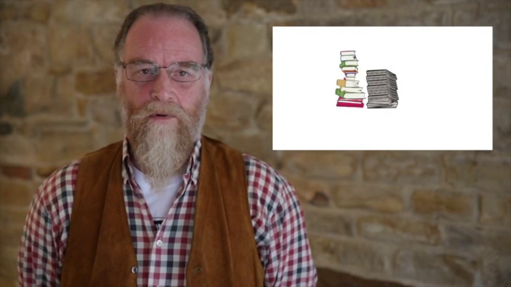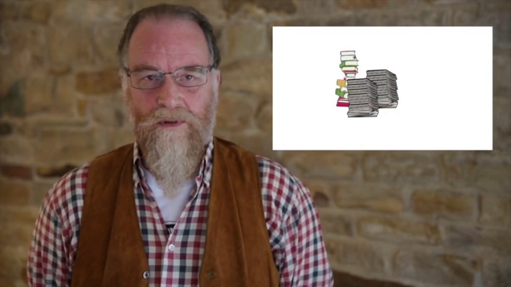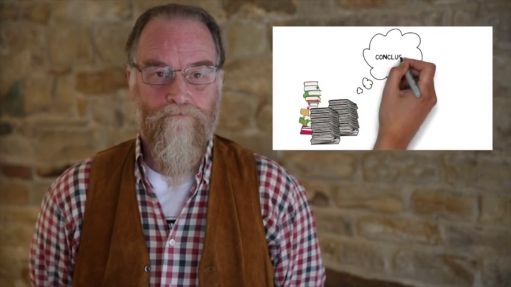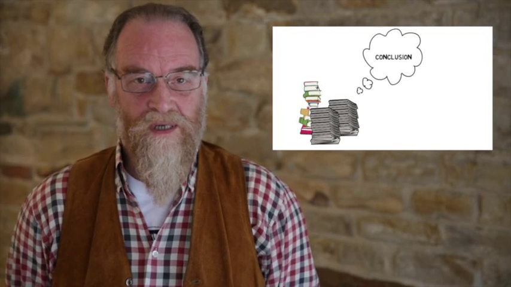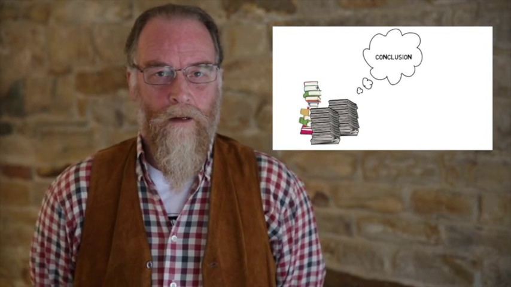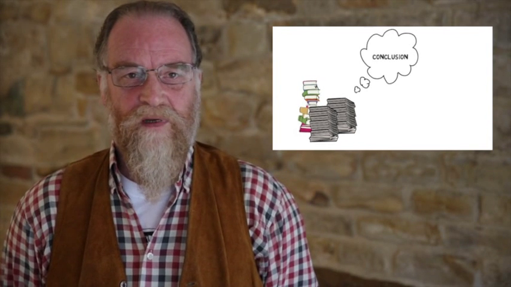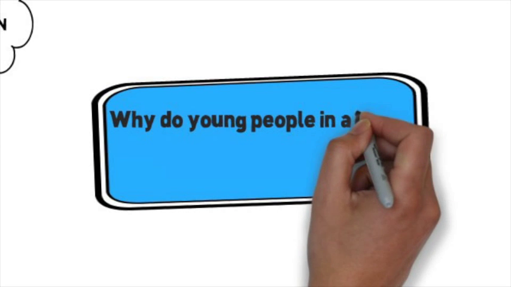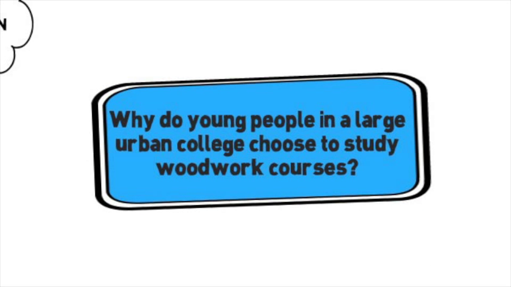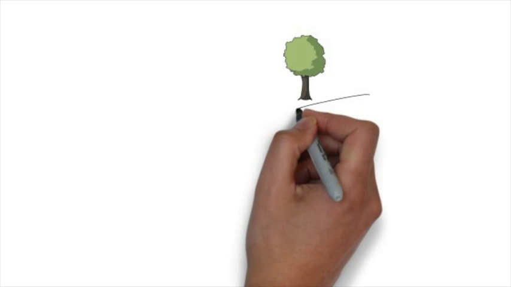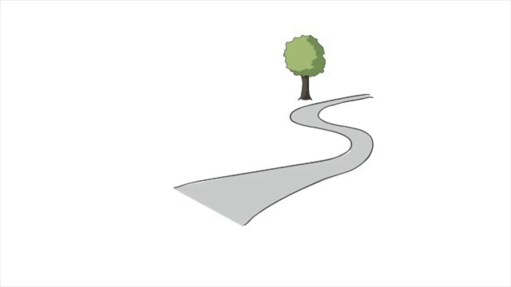It specifies a single college and a relatively narrow range of courses, so it may be doable to collect enough data from which to infer meaningful conclusions. But that would depend on the size of the college and the range of construction courses. Perhaps you will need to be more specific still. Like, why do young people in a large urban college choose to study woodwork courses? That is narrower, so any findings will also be more restricted in the scope.